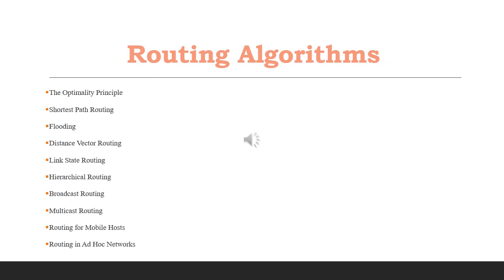Now talking about the different routing algorithms that we have: the optimality principle, shortest path routing, flooding, distance vector routing, link state routing, hierarchical routing, broadcast routing, multicast routing, routing for mobile hosts, and routing in ad hoc networks.